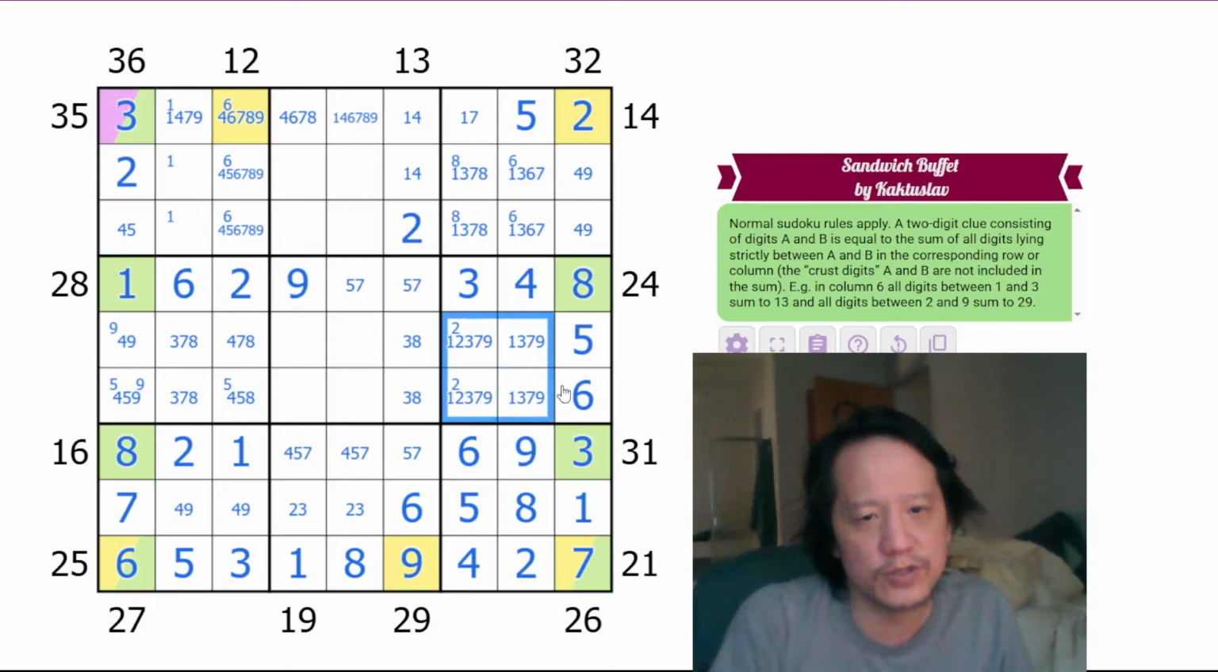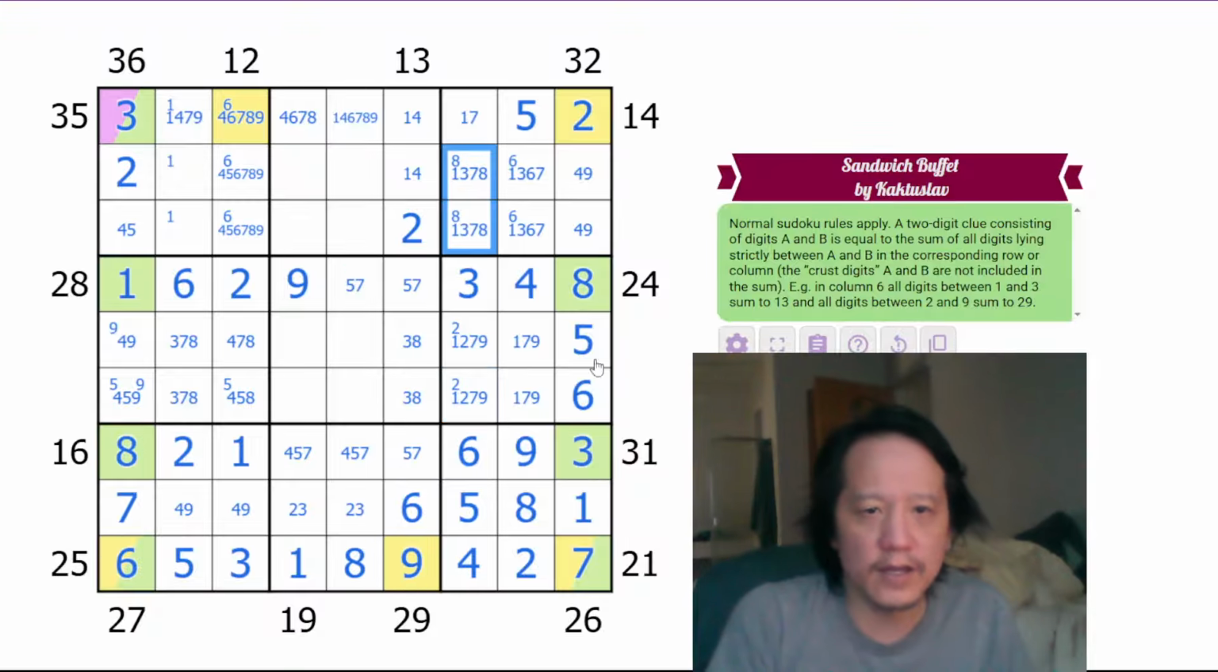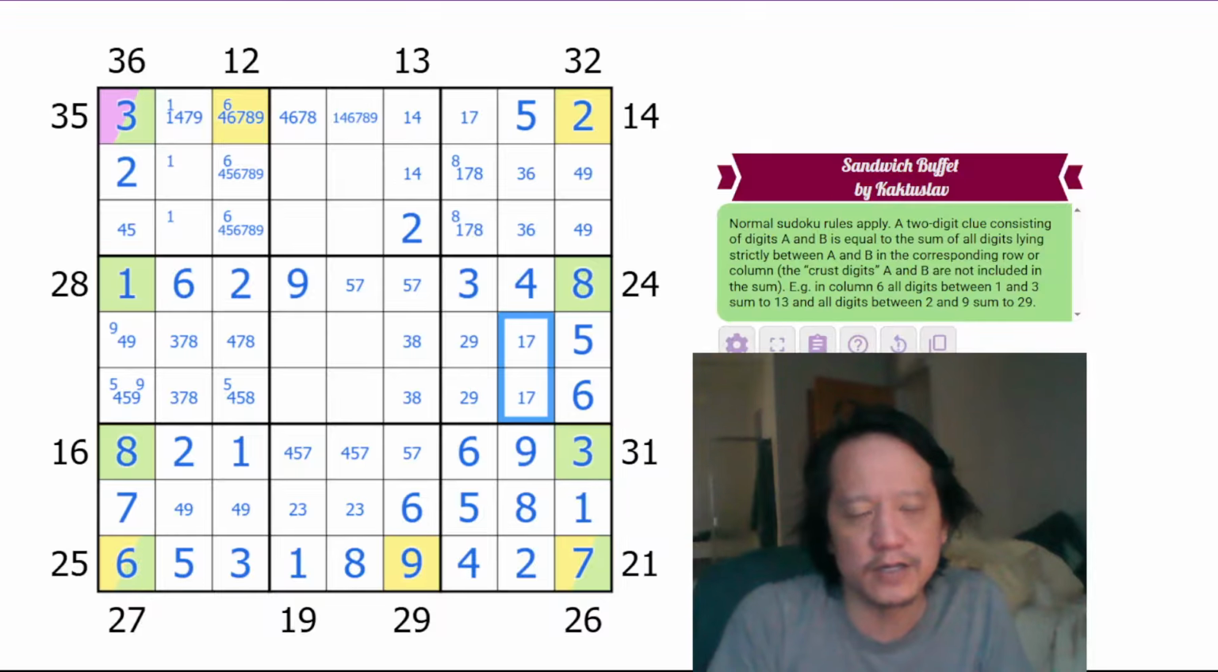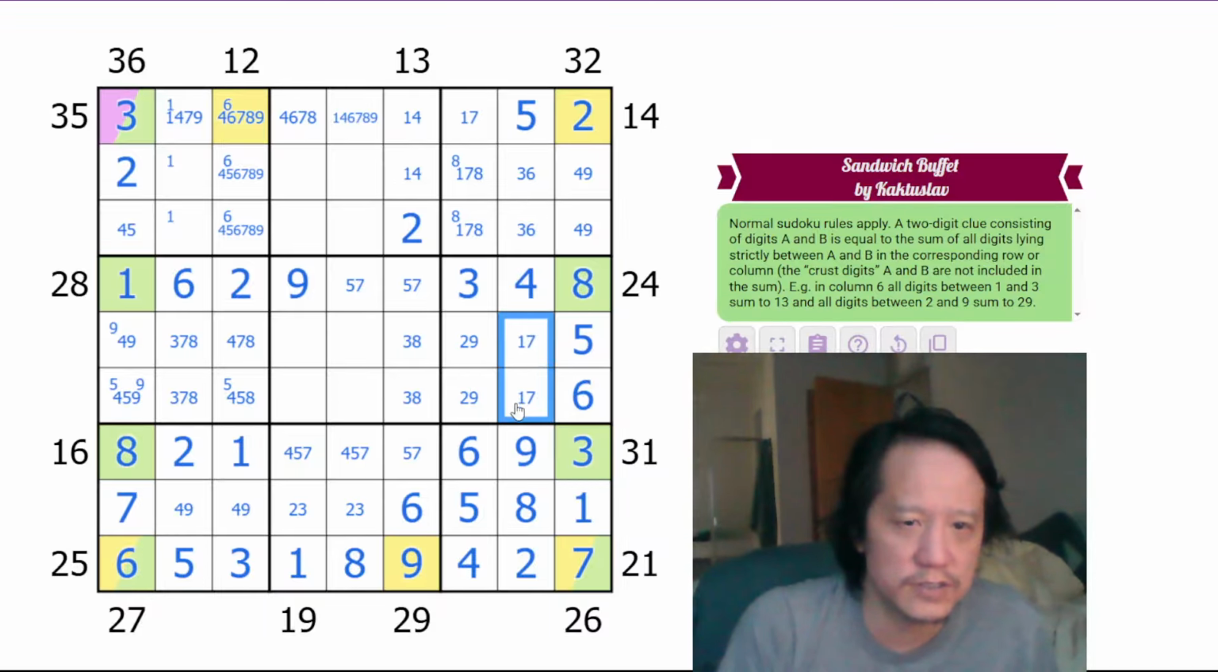So none of these can be 3. That can't be 3 anymore. We have a 1, 7, 8 triplet, which eliminates 1, 7, and 8 in the rest of the column and the rest of the box. So this becomes a 3, 6 pair. This becomes a 2, 9 pair, which eliminates 2 and 9 in the rest of the box. So it's 1, 7.